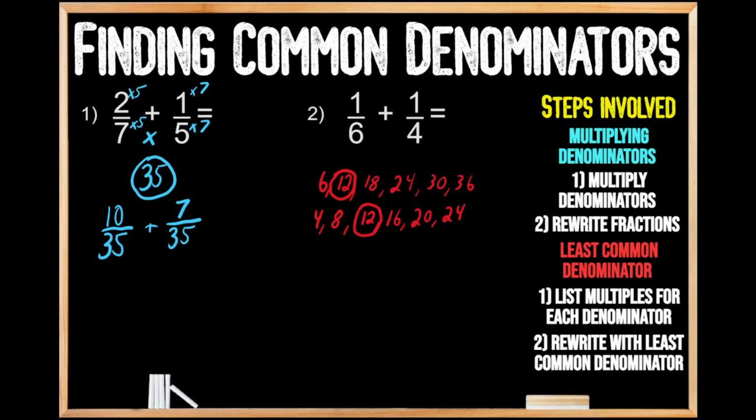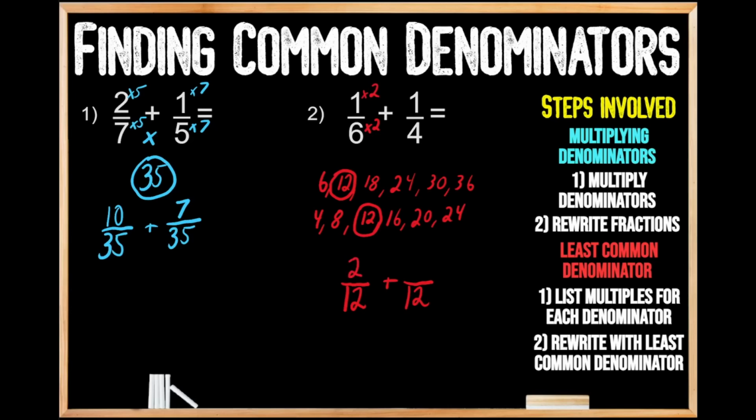So for step number 2, we're going to rewrite these fractions with the least common denominator of 12. So when we rewrite these fractions with a common denominator of 12, we need to make sure that we keep these fractions equivalent just like we did with our first problem. So for our first fraction, we needed to multiply 6 times 2 in order to get 12. So to keep the fraction equivalent, we're going to multiply the numerator by the same value. And 1 times 2 gives us 2 for 2/12.